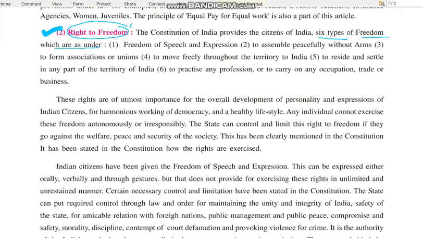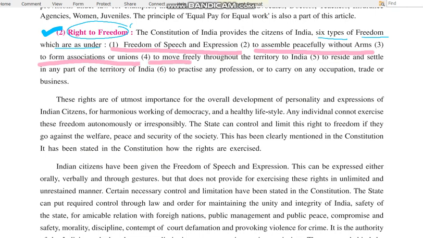Let us see. First, freedom of speech and expression. Second, freedom to assemble peacefully without arms. Assemble is to group peacefully without arms. Third, to form associations and unions.